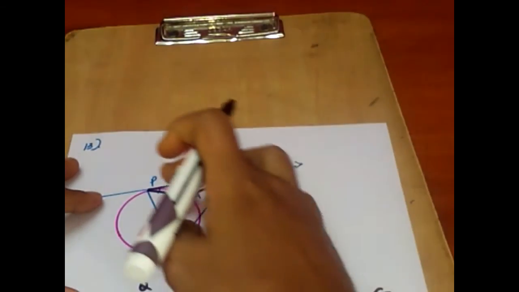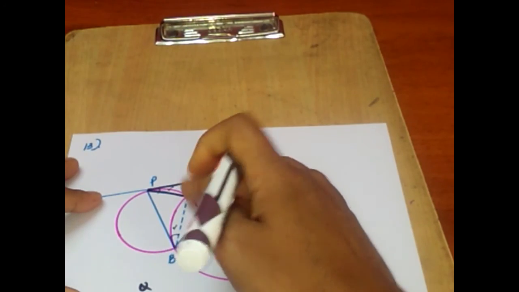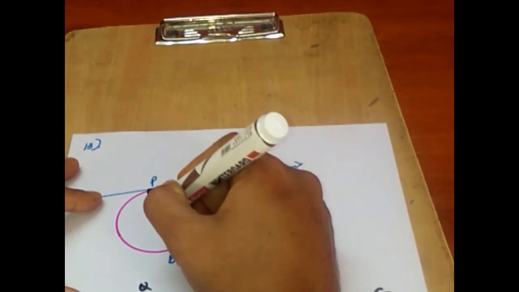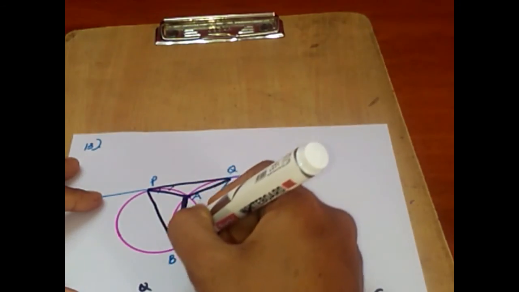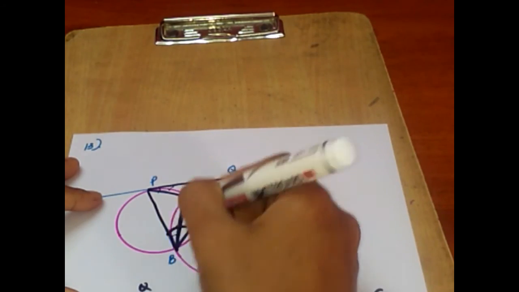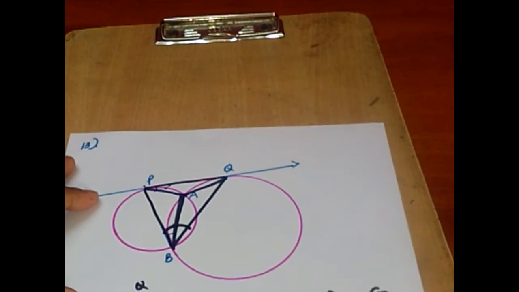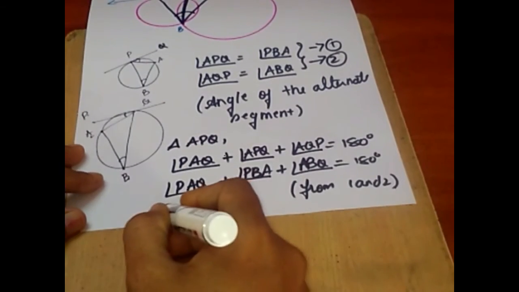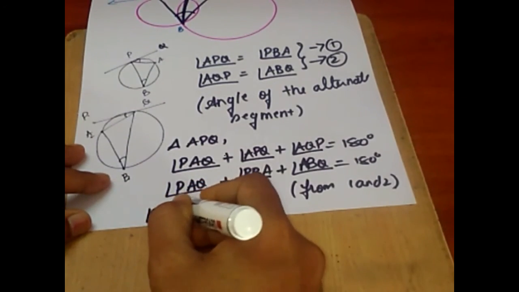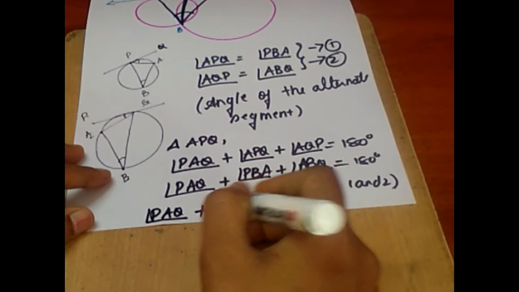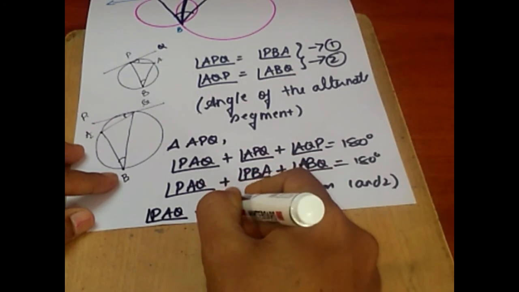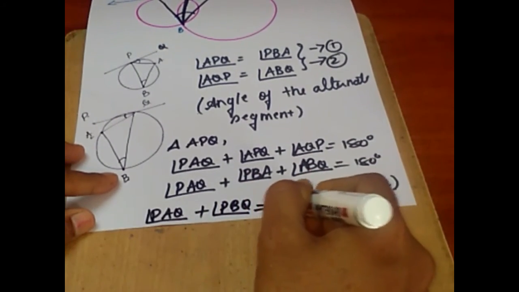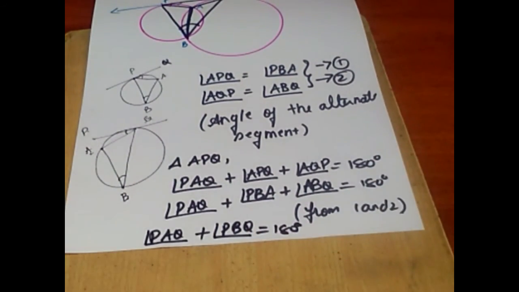Observe the diagram, children. PBA plus ABQ. This is PBA, this is ABQ. The sum of these two angles is nothing but angle PBQ. So we can write that angle PAQ plus angle PBQ is equal to 180 degrees. Hence, we can say that these two angles are supplementary. This is the solution for question number 13.